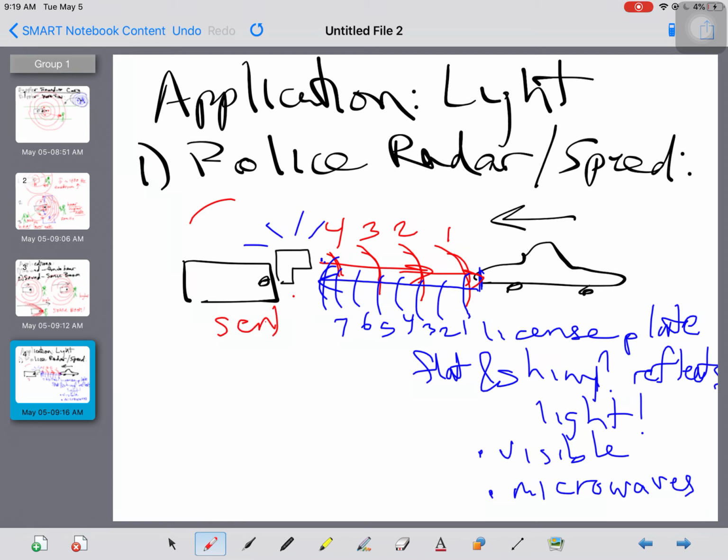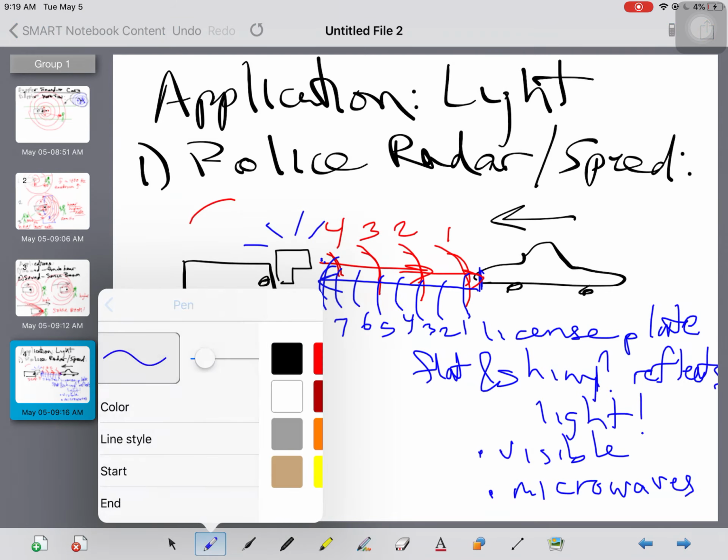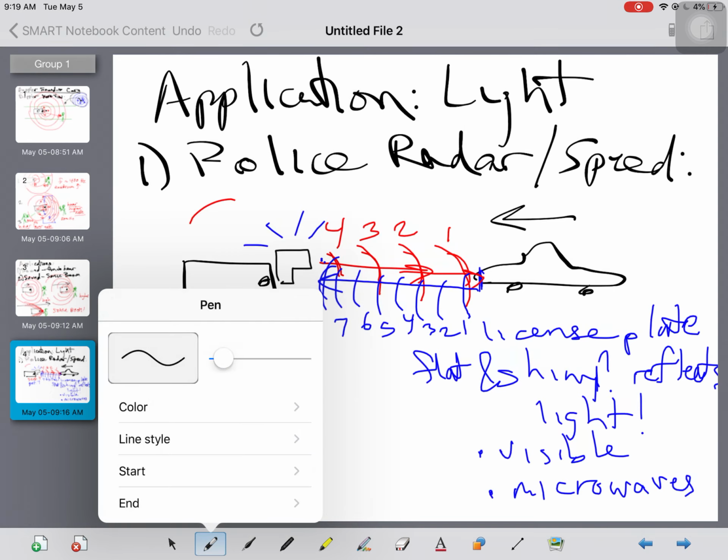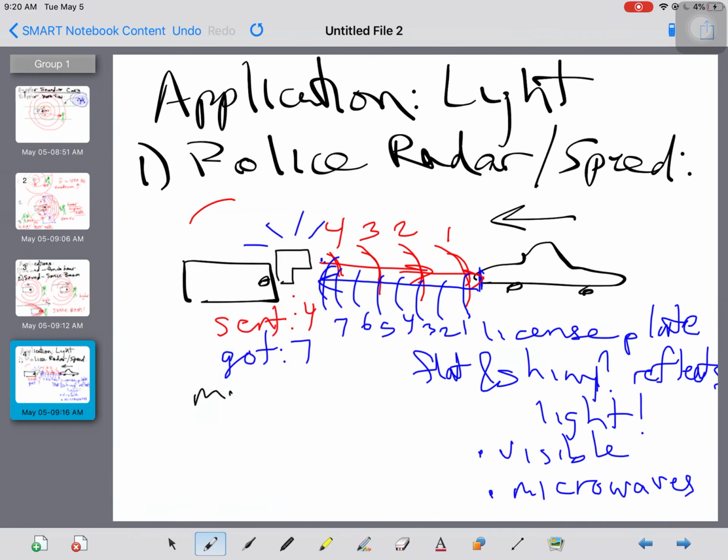The radar gun actually has a little computer in it. I sent 4 in a second. It's not really 4. And I got back 7 in a second. And it does a little math. And it says, boom, there's an equation for this. If you want it, you can look it up. I could tell it to you, but it doesn't really matter here. It does a little math with these two things. And it says, boom, that car is moving toward me at 60 miles per hour. And it shows up on the little screen up here, 60.